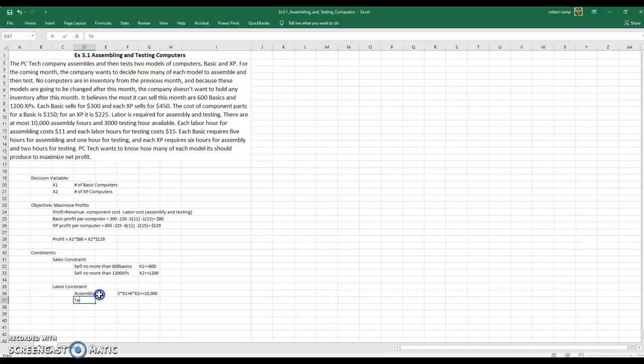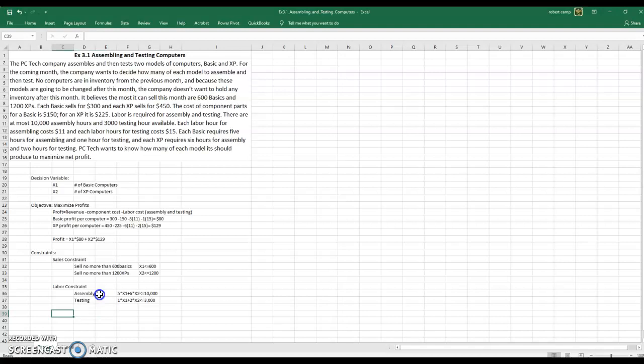And then we have testing. So testing, same kind of thing. Well, it's 1 hour for the basic computer times the number of basic computers, plus 2 hours times the number of XP computers. That has to be less than or equal to 3,000 hours, because those are all in hours.